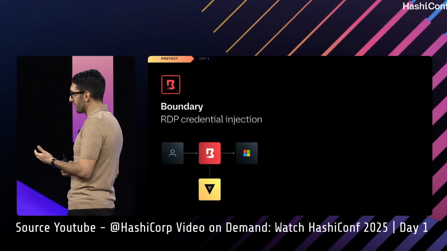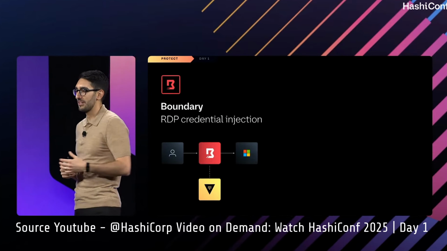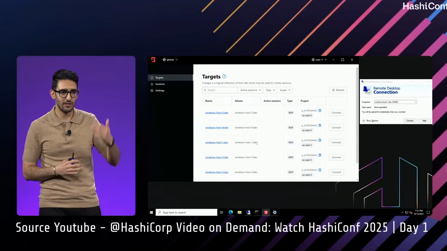Boundary updates. Boundary adds RDP credential injection beta. Engineers never have to see or handle Windows passwords. Credentials are generated or retrieved and injected into the RDP session, improving security and user experience.